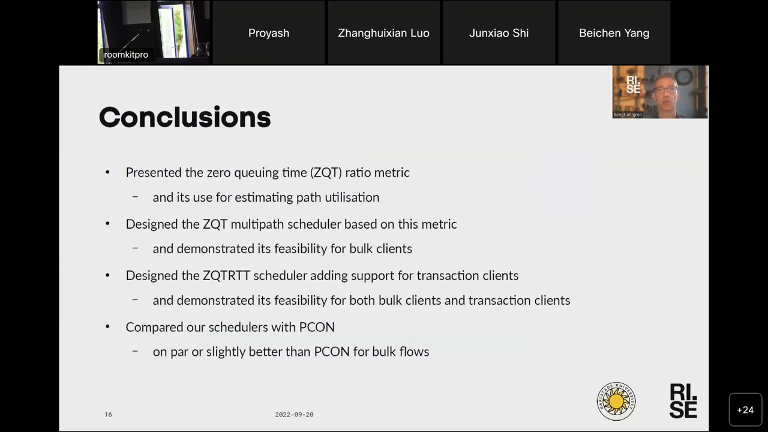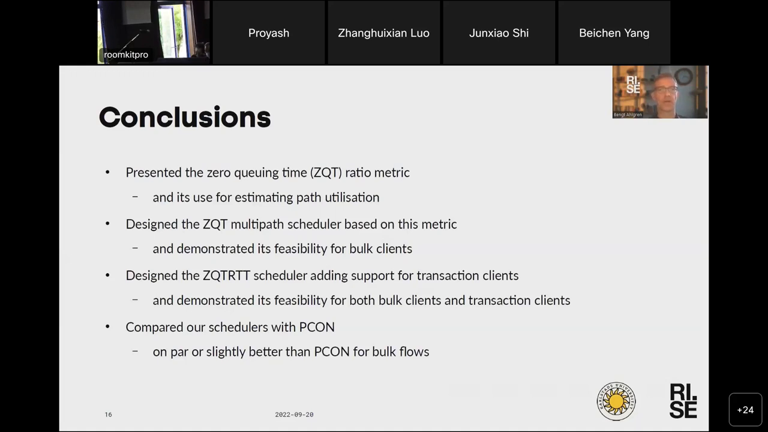Then finally, conclusions. We presented the zero queuing time ratio metric, the ZQT metric, and its use for estimating path utilization. Based on this, we designed the ZQT multipath scheduler and demonstrated its feasibility for bulk clients. Since we were not satisfied with the performance for transaction-oriented clients, we added the RTT unipath scheduling and ended up with the ZQT-RTT scheduler. And we demonstrated its feasibility for both bulk clients and transaction clients.